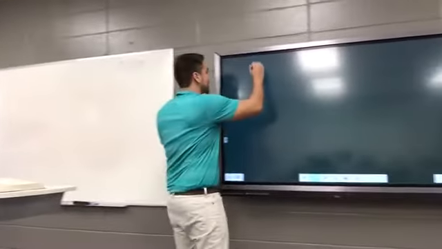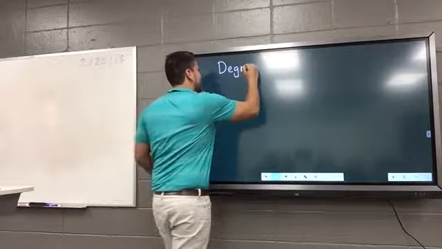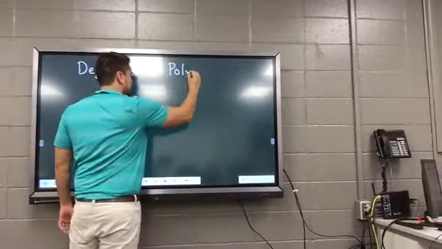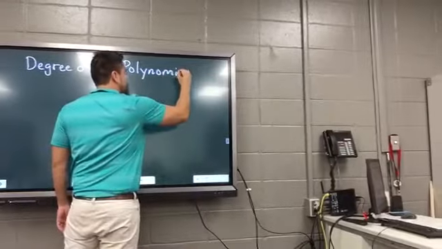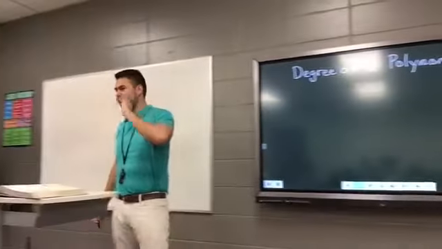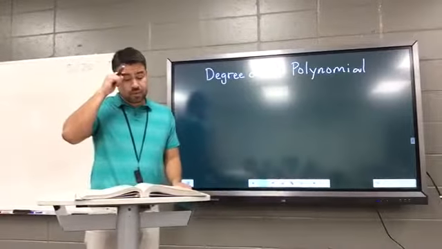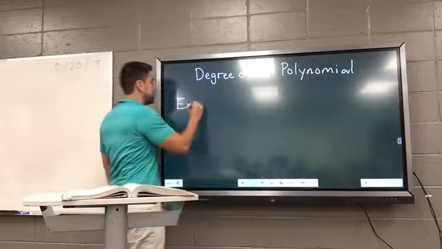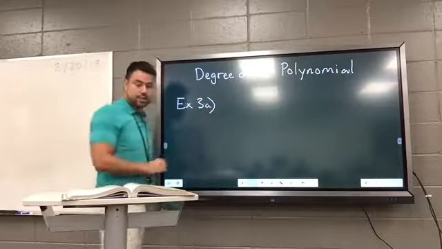Let's talk about the degree of a polynomial. So you guys notice the difference? What was the last section on? The degree of a monomial. And now it's the degree of a polynomial, which you could say is probably the same thing. And it kind of is, but let's see if we can figure this one out. Okay, let's just go to example number 3a.